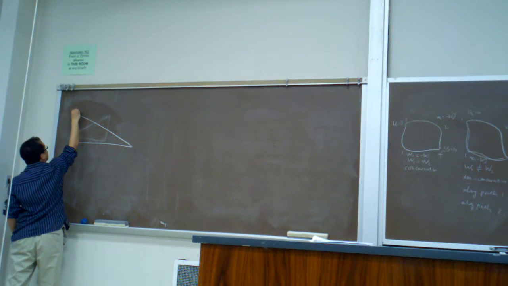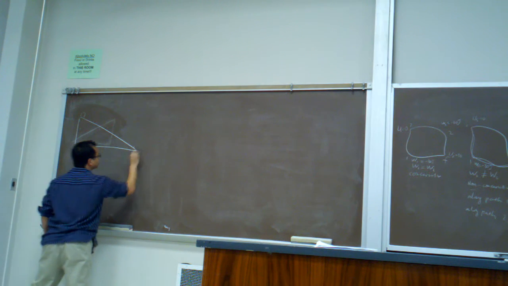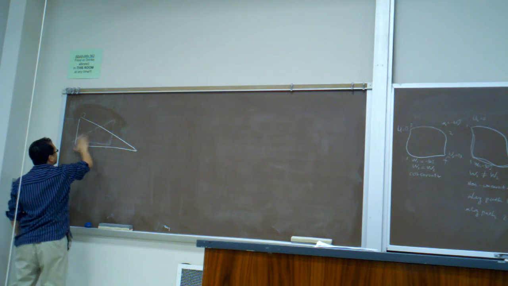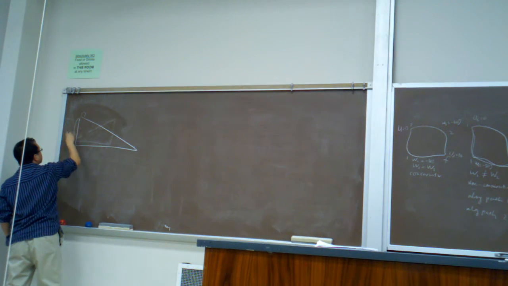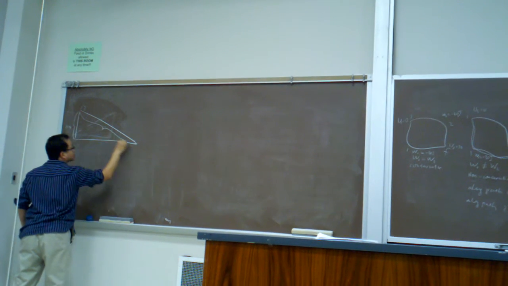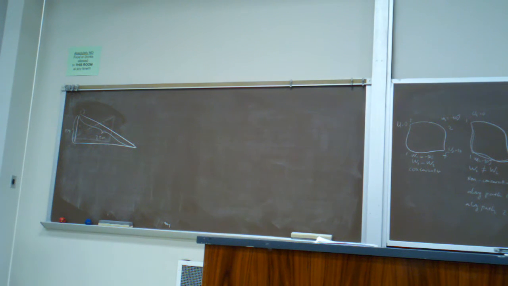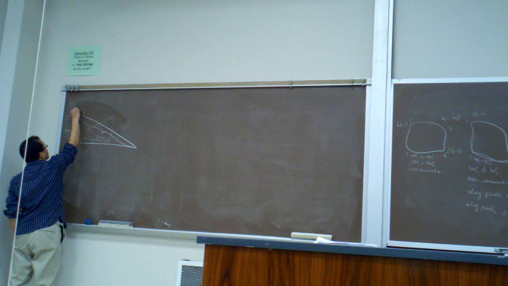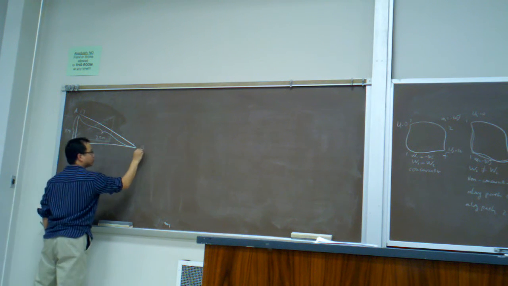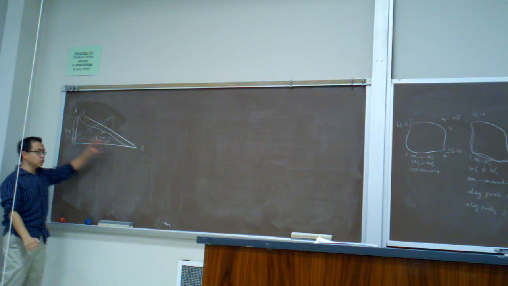Okay, so a block is sliding from the top to the bottom, and the height here is 15 meters. The length of the incline is 25 meters. We want to calculate the potential energy change. So if we call the initial point A and the final point B, we want to calculate the potential energy change from A to B.